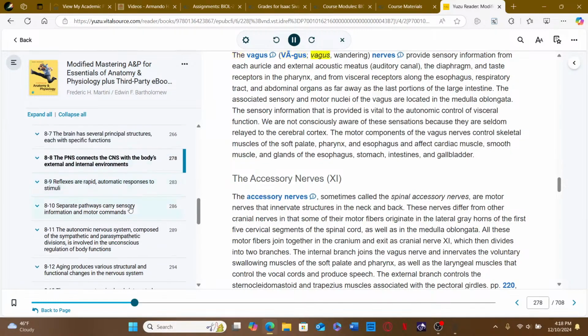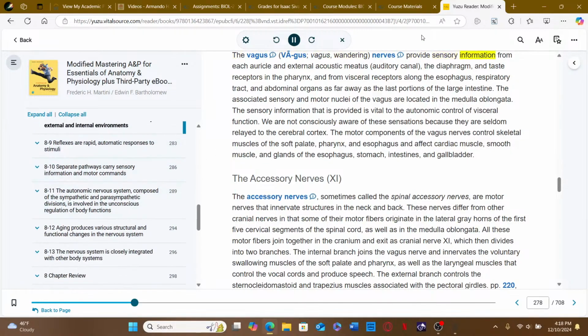The vagus, or wandering, nerves provide sensory information from each auricle and external acoustic meatus (auditory canal), the diaphragm, and taste receptors in the pharynx, and from visceral receptors along the esophagus, respiratory tract, and abdominal organs as far away as the last portions of the large intestine. The associated sensory and motor nuclei of the vagus are located in the medulla oblongata.